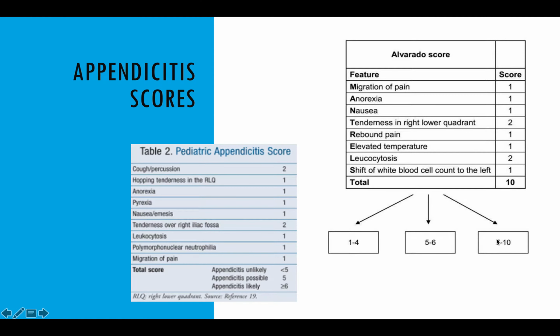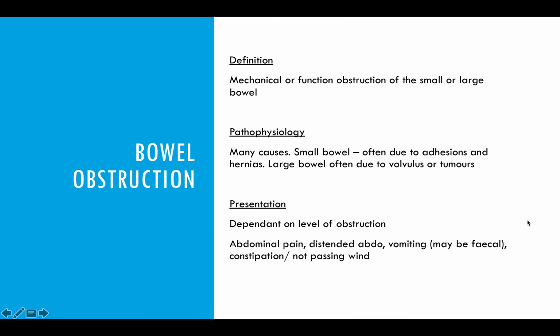Now, what this can sometimes do is change hospital management. A 7 to 10, depending on the patient, may mean they'll go straight to theatre. A 5 to 6, they'll wait for an ultrasound. A 1 to 4, they might observe. People may be happy to send them home and just get them to come back. It can be different things.